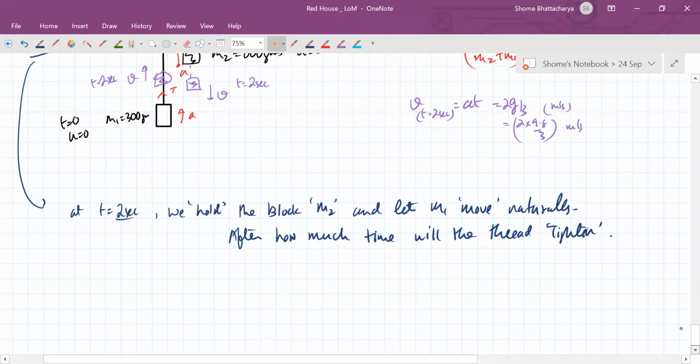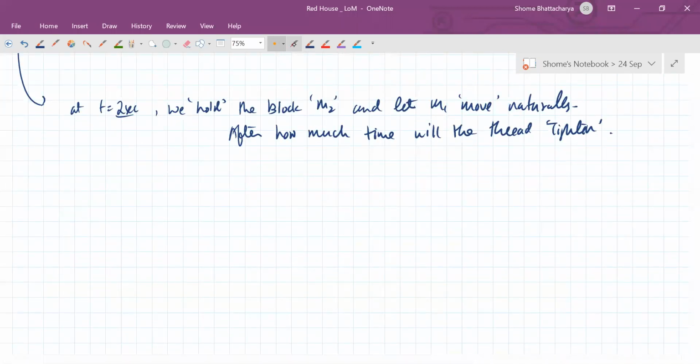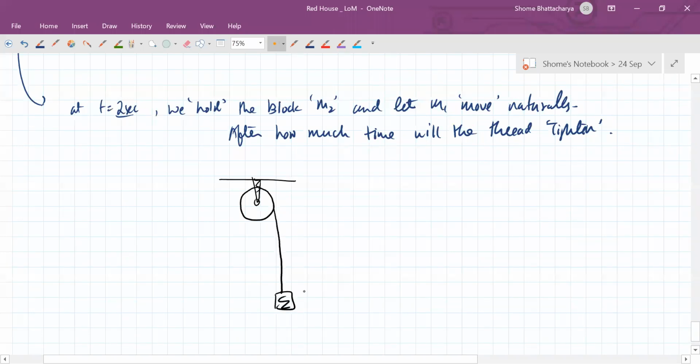What we are doing is, so you can say that at the moment, let's say this is the time 2 minus some very small amount of time delta t. So this was going down with that speed. This one was going up with that speed. Okay, and the string was having tension. So they were both having acceleration like this.